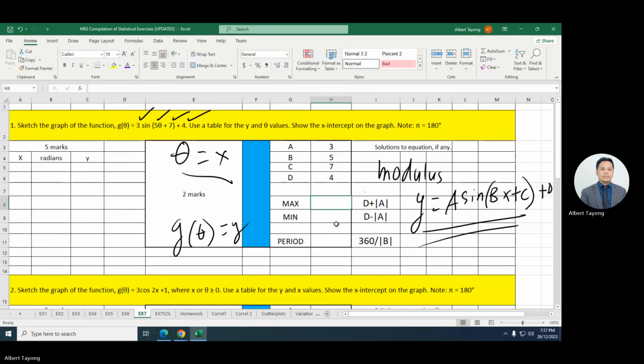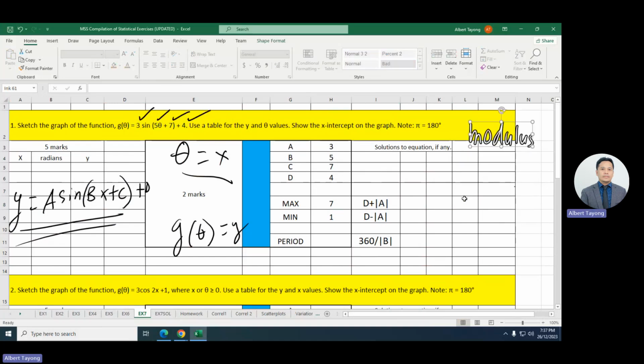Our maximum will become 4 plus 3. Our A is 3. So 4 plus 3, 7. Our minimum is 4 minus 3, D minus the absolute value of A. So 4 minus 3 is 1. So these are the first steps: A, B, C, D, maximum, minimum, and the period.